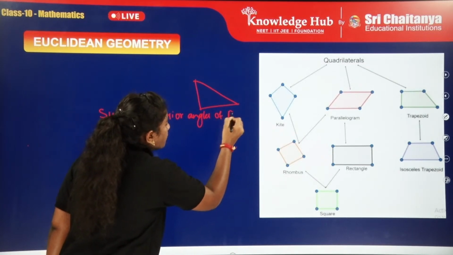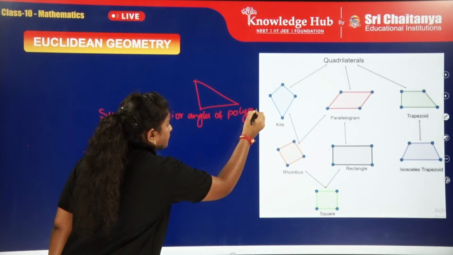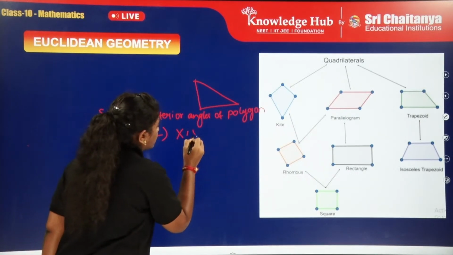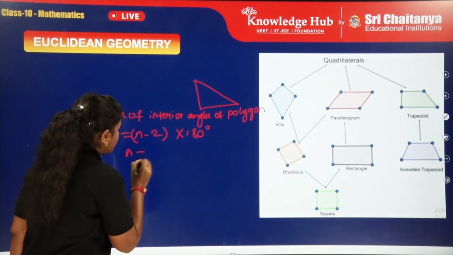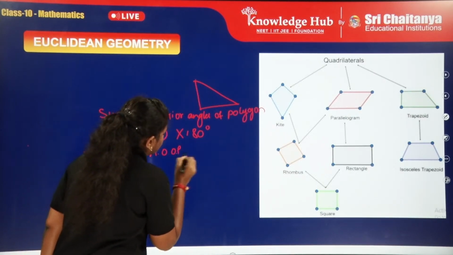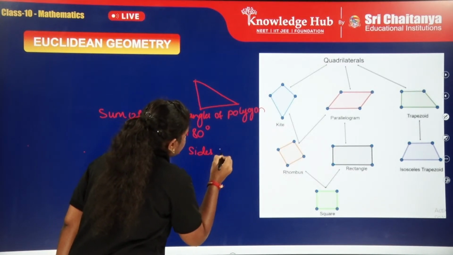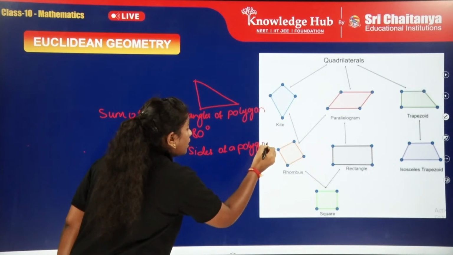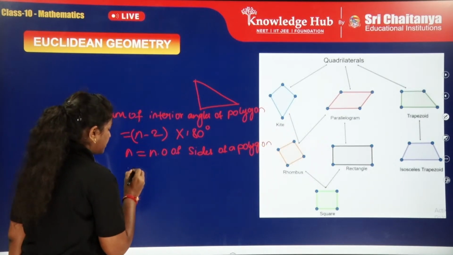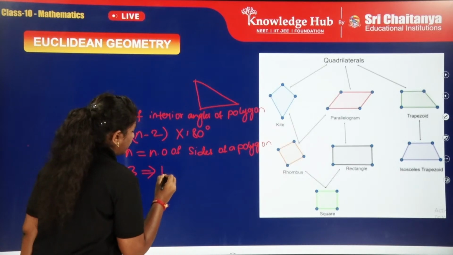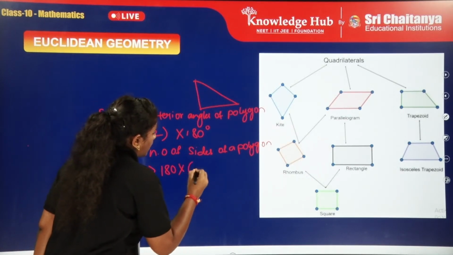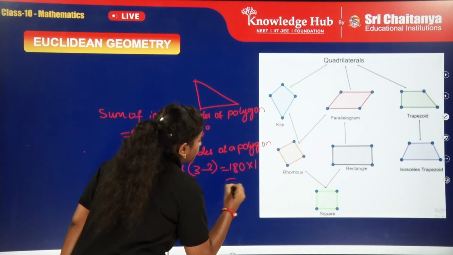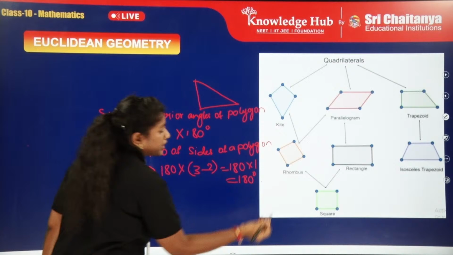Sum of interior angles of a polygon is given by (n minus 2) into 180, where n is the number of sides of the polygon. Now if you consider a triangle, the number of sides will be 3. So it will become 180 into (3 minus 2), which gives 180 into 1, which is your sum of interior angles, 180 degrees.